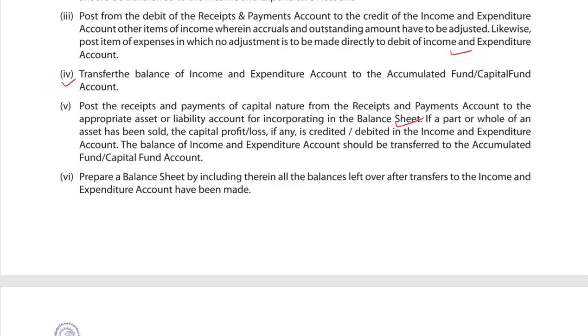If a part or whole of an asset has been sold, the capital profit and loss, if any, is debited in the income and expenditure account. The balance of income and expenditure account should be transferred to the accumulated fund, that is capital fund account. Prepare a balance sheet by including therein all the balances left over after transfer to income and expenditure have been made.